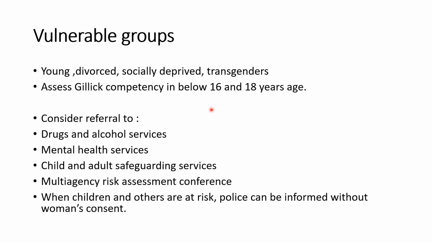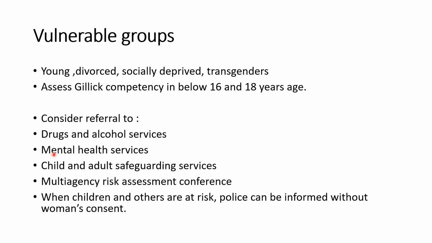Okay, so what are the vulnerable groups? The vulnerable groups are those who have some kind of mental instabilities. They could be young girls, divorced women, socially deprived, poor women, transgenders. And you have to assess Gillick competency in those below 16 and 18 years of age. Like, you have to assess whether this person is mentally competent enough to answer your questions, or to give any suggestions regarding emergency contraception, or does she even understand the whole scenario which has happened with her. So for these women, you have to consider referral to the drugs and alcohol services.